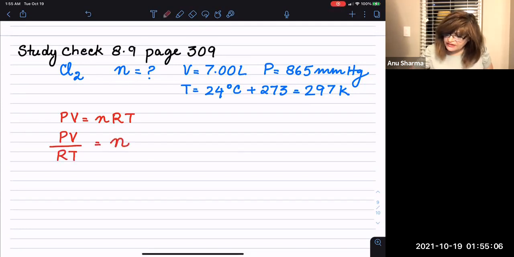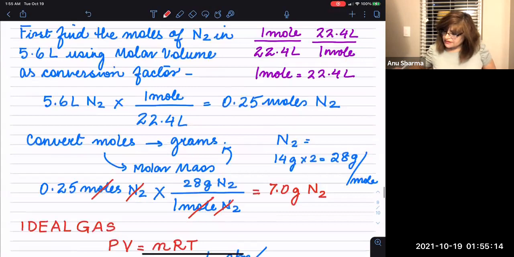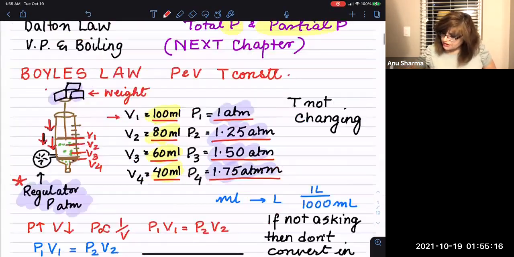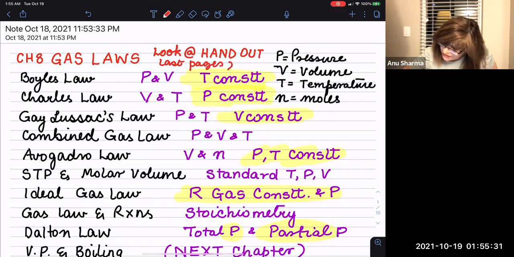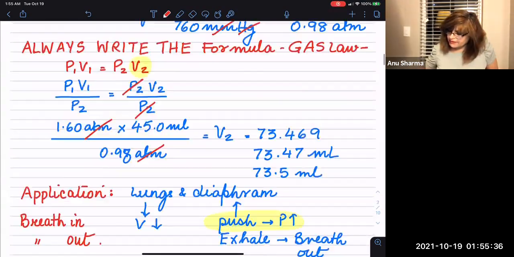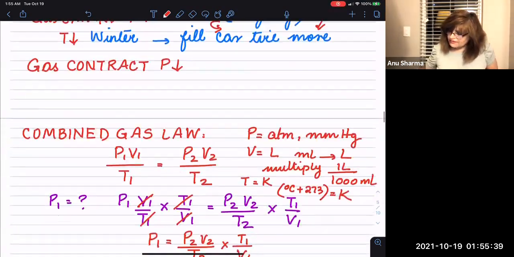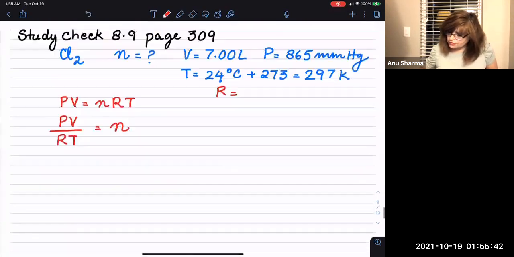Now here's something that will not be given to you, but you should know, and this is all listed in your handout. Look at the handout, the last page, one of the last pages. All these laws are listed, and the values of R and all that is listed. But if something is missing, please add it yourself. You need to put your own notes also.